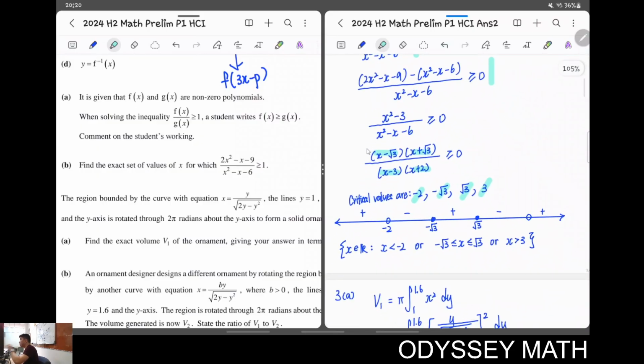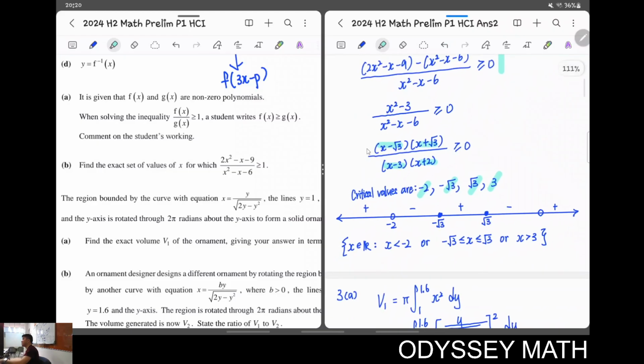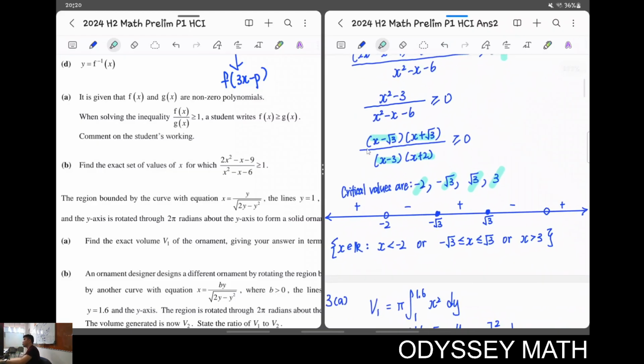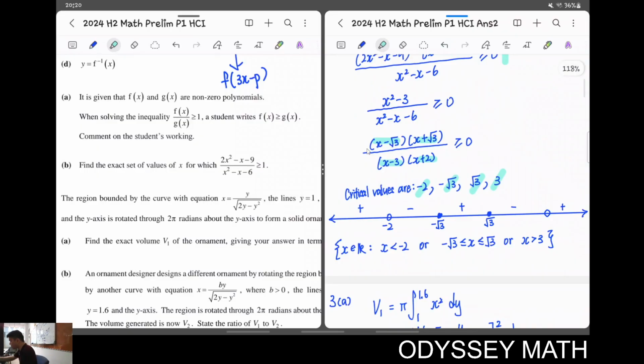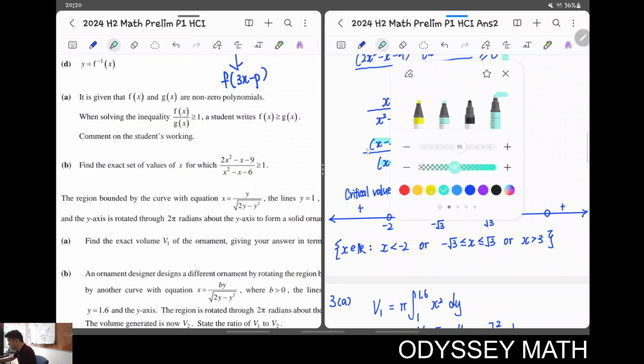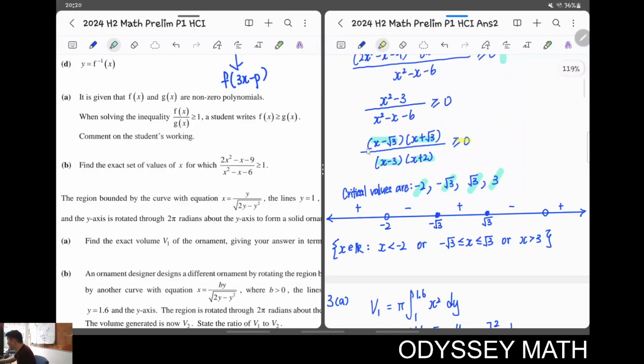Depending on how you want to present your method, yes, in my tutorial I did a table, but you can draw a number line. A pro tip for you is that this is more than or equal to 0. So when x is square root 3 and minus square root 3, the expression over here equals 0. So I put a circle, I shade it, I label it as minus square root 3 and square root 3. Now, if x is 3 and x is minus 2, you will have division by 0. So I put a circle.